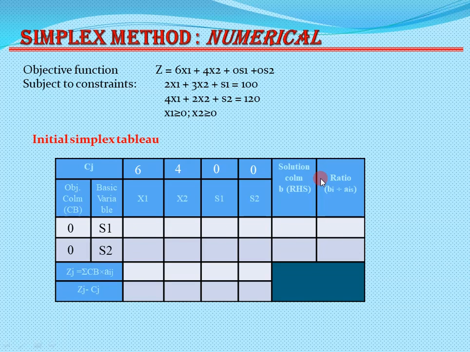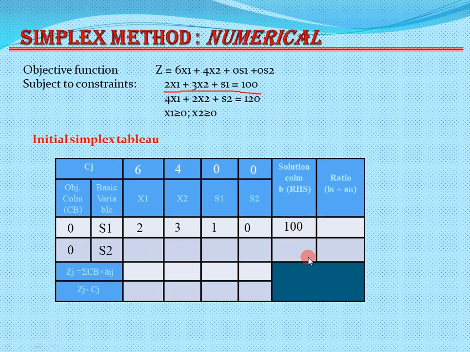Now in the first row, we have to consider the first constraint, and the coefficients of x1, x2, s1 and s2 in the first constraint are written in this first row. So the x1 coefficient is 2, so we write the value 2 here. The x2 coefficient is 3, so we write 3 here. The s1 coefficient is 1 and there is no s2, so its coefficient is 0, so we write 0 here. And in the solution column we write the right hand side value, that is 100.